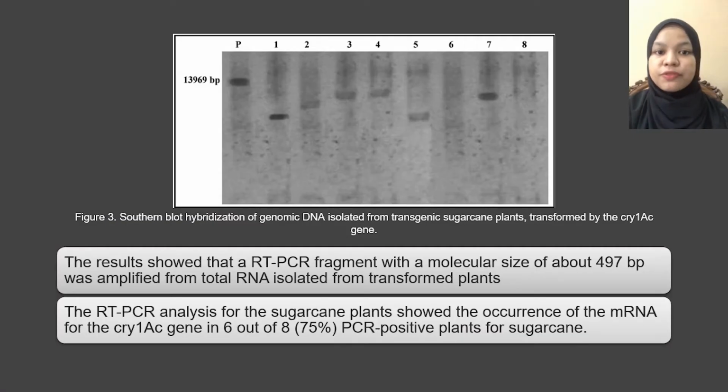Next, based on the figure, the results showed that the RT-PCR fragment with molecular size about 497 base pair was amplified from total RNA isolated from the transformed plant. The RT-PCR analysis for the sugarcane plants showed the occurrence of the mRNA for the Cry1AC gene in 6 out of 8, which counts as 75% PCR positive plants for sugarcane.